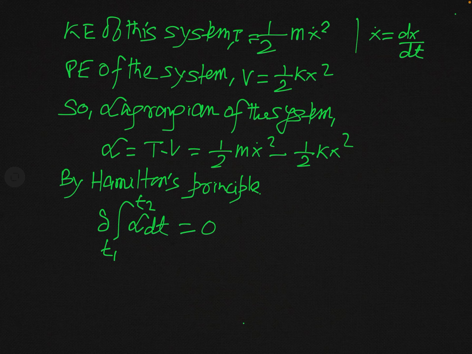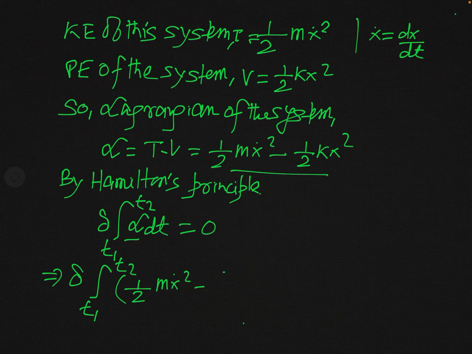Now let us substitute the value of this Lagrangian L which we have obtained here. So you can say this is delta of the integral from T1 to T2 of half mx dot square minus half kx square dt, and this is equal to 0.